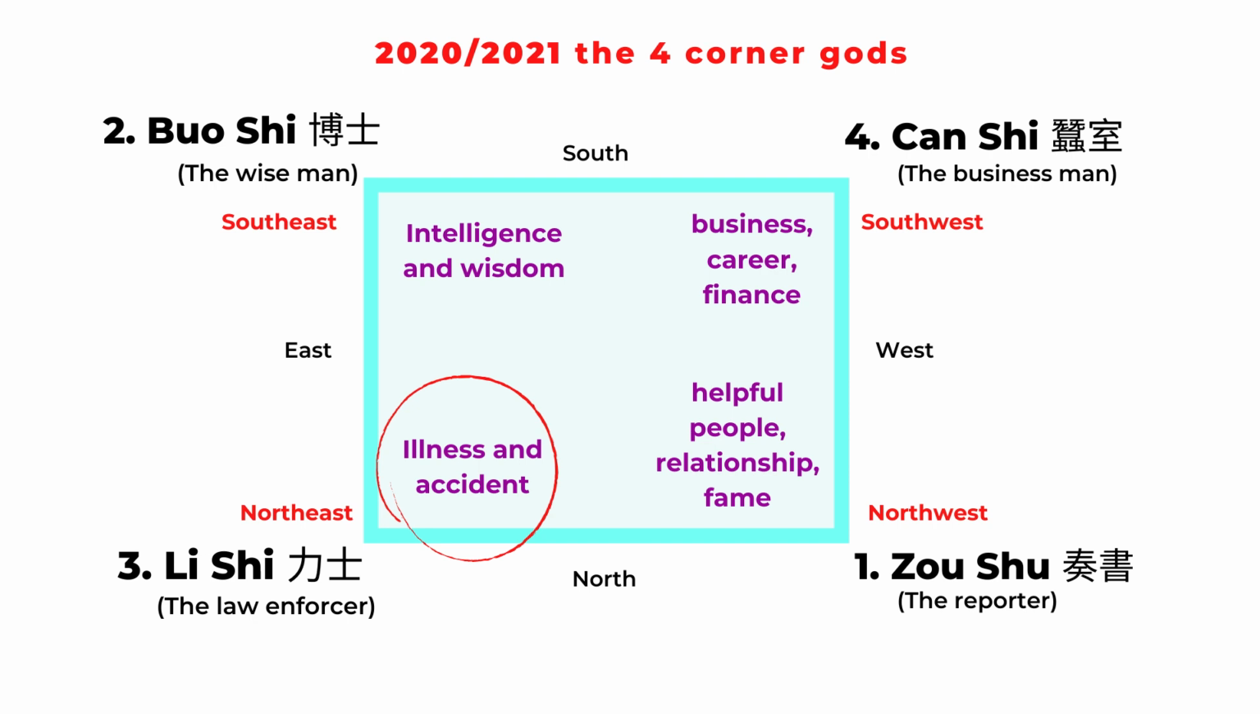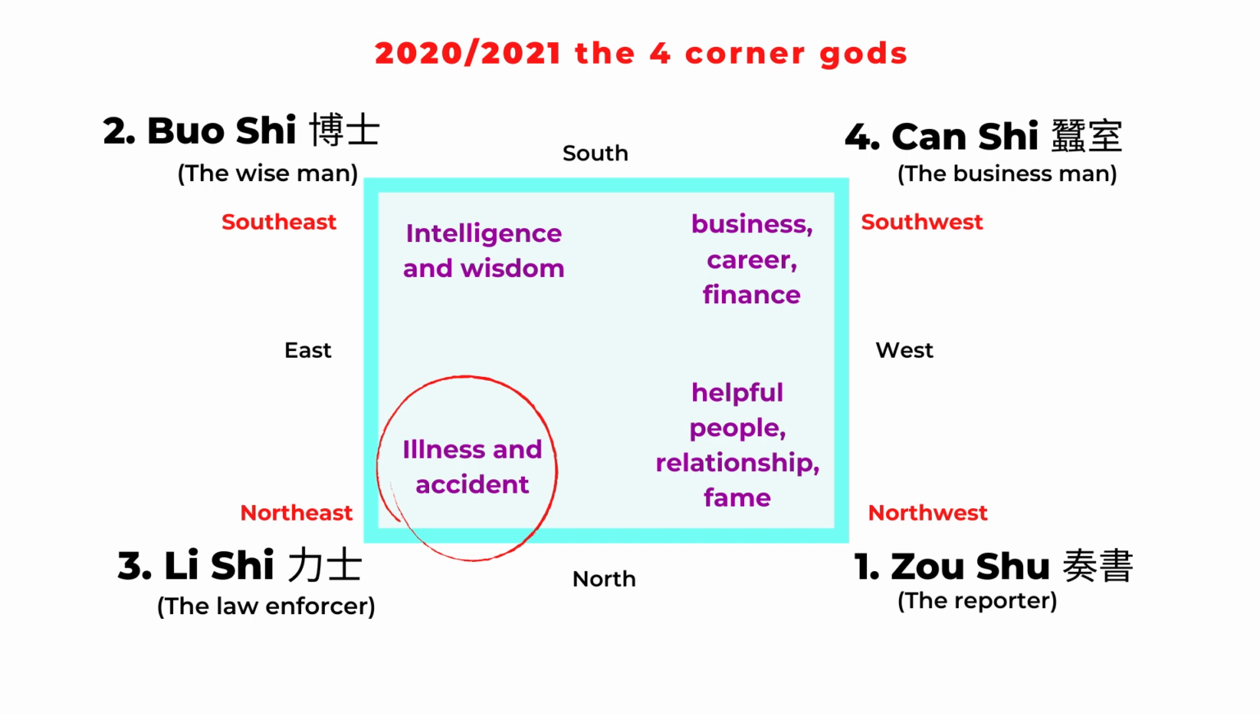And you can see the extended meaning for these 4 corners. The first one is 咒书, the reporter. It can also mean helpful people and the relationship and fame. And the second one is the 博士 or the wise man. That's in the southeast for 2020 and 2021. So this corner is related to intelligence and wisdom.